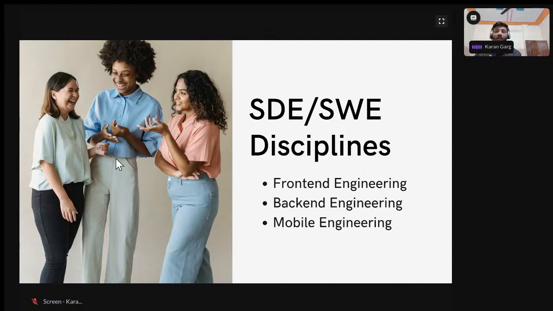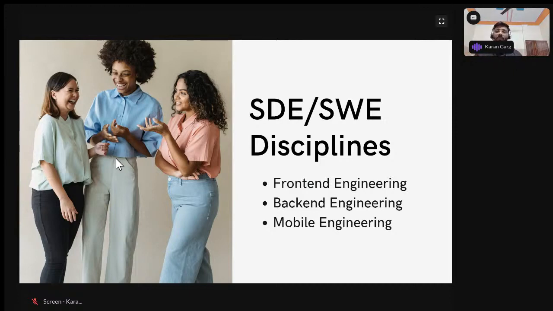Then the third is mobile. Mobile is somewhat similar to front end. Front end we generally associate with web related stuff, websites and web apps. With mobile, we generally relate to native apps like Android apps or iOS apps or Windows Phone apps that used to be there earlier. So these are the three major disciplines that are there in my mind. So now about front end. Front end is a big industry slash discipline in itself.